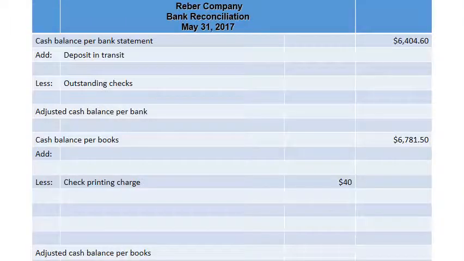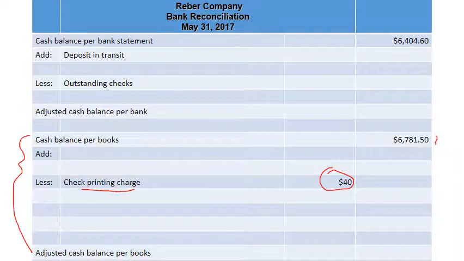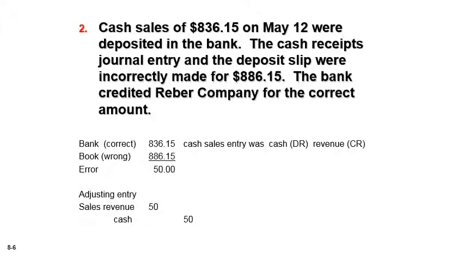So when this gets recorded in the books section, remember your journal entries are always in the books section, we're doing a check printing charge for $40, and this needs to reduce the balance of cash that the company has. So our second transaction, there were cash sales of $836.15 were deposited in the bank.